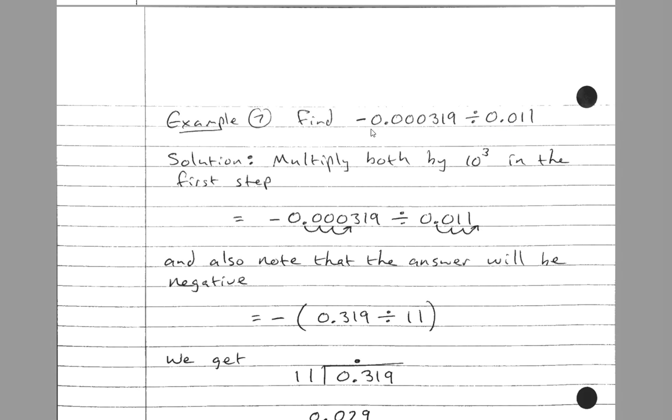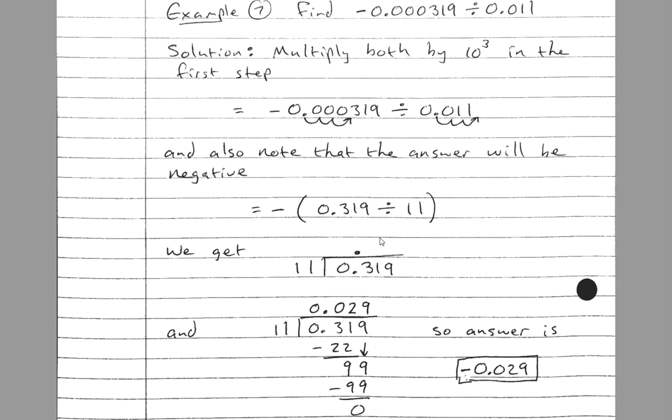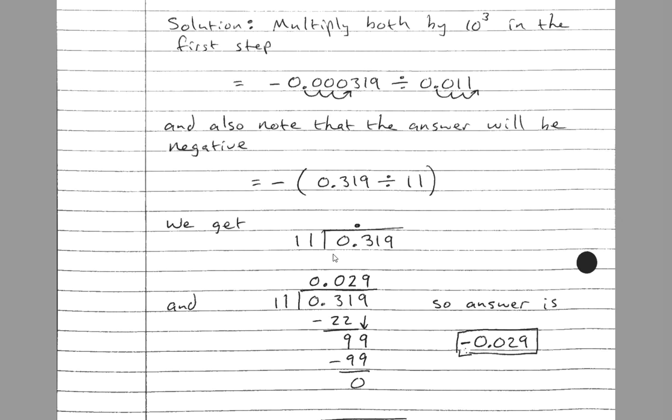And also, if you're dividing two numbers with different signs, then the answer is negative. So we know the answer is going to be negative. So now we can forget about the signs and just do this division. The top number became just 0.319. So this is the question we need to do. So we're dividing by 11. Line up the decimal points.